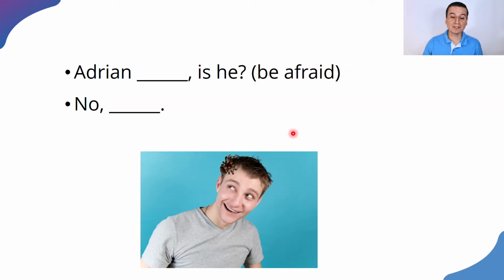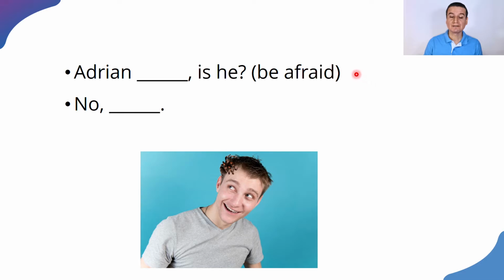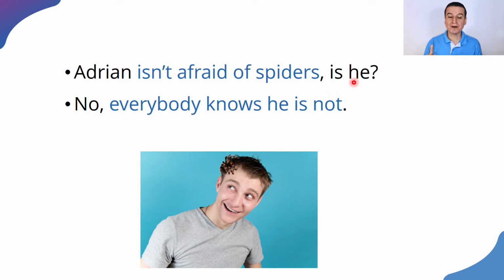Next, listen to the conversation. He asks, Camila spends a lot of money on clothes, doesn't she? Answer, yes, I'm sure she does. All right. So next, Adrian, but the verb that I gave you was be, so be afraid, because we're talking about somebody singular, and the question tag was is he, so that is present, singular. Adrian isn't afraid of spiders, is he? No, instead of saying no he's not, we have here no, everybody knows that he is not. Listen to the conversation. Adrian isn't afraid of spiders, is he? No, everybody knows that he is not.